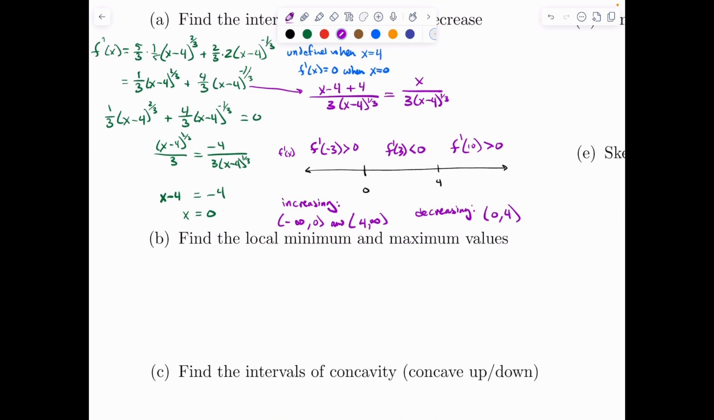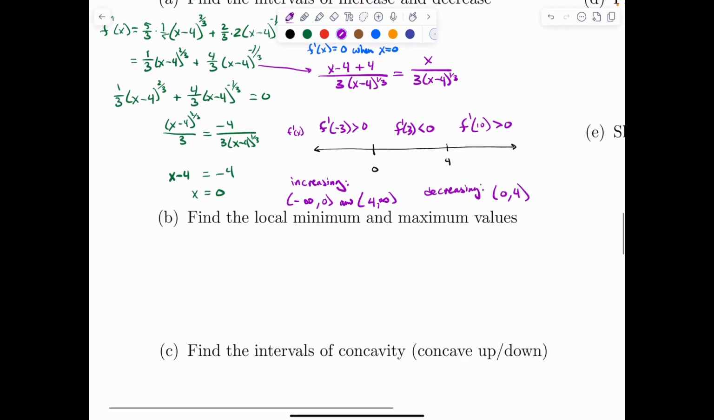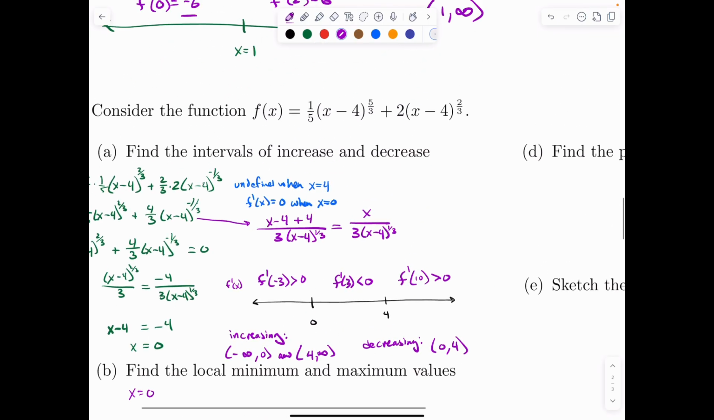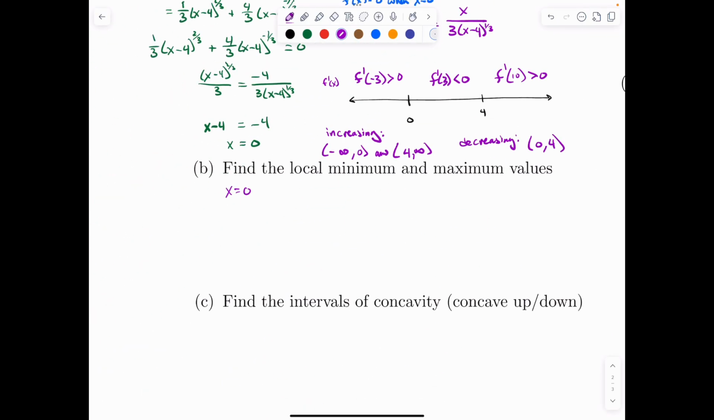Okay, minimum and maximum values. You can see that we're going to increase then decrease between x equals 4 and x equals 0. So x equals 0 must be a local max.